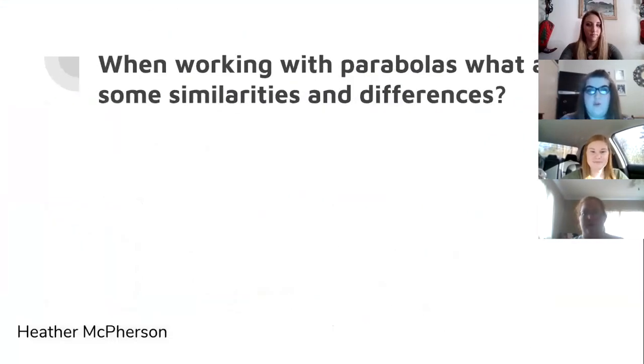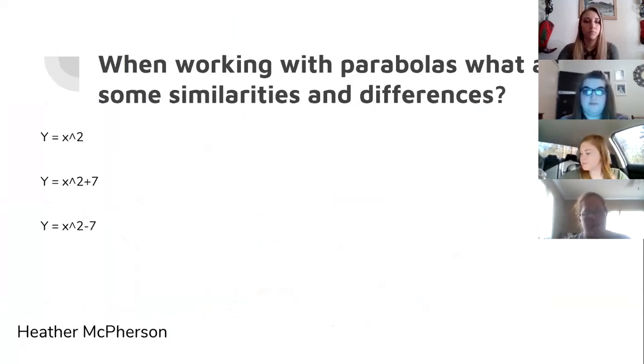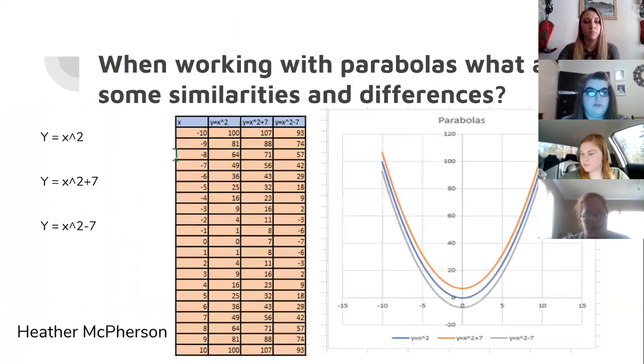Hey Heather, when working with parabolas, what are some similarities and some differences? First of all, let me begin by pointing out the 3 parabolas we have in this example. We're using y equals x squared, y equals x squared plus 7, and y equals x squared minus 7. Just by looking at these 3, you can see they're all squaring x, and the only differences are one does not add nor subtract any additional numbers, one adds a 7 and one subtracts a 7.